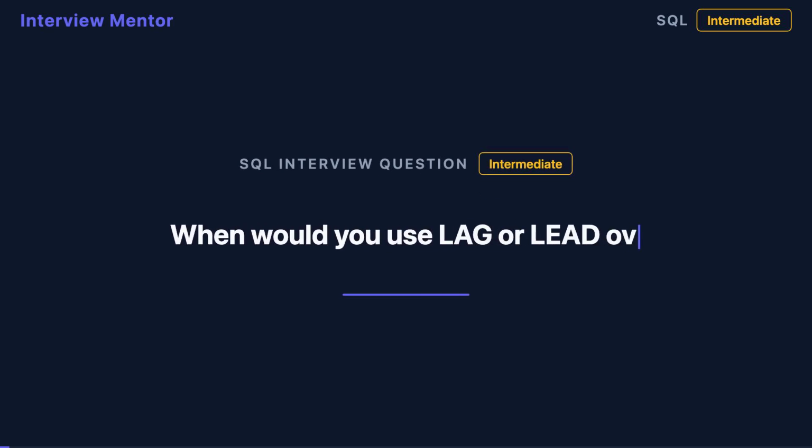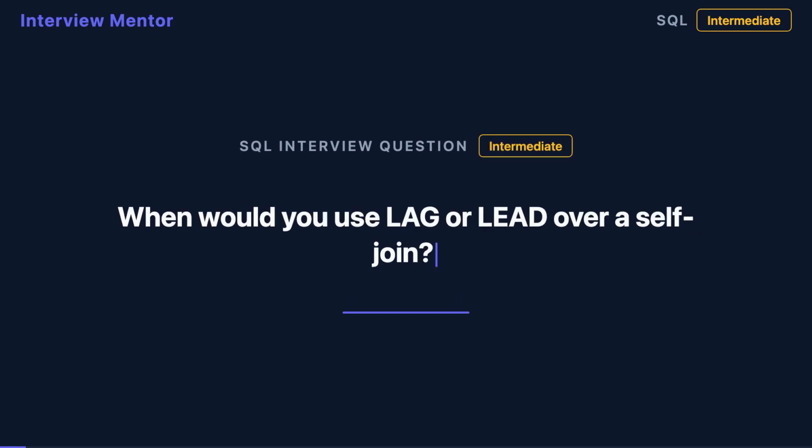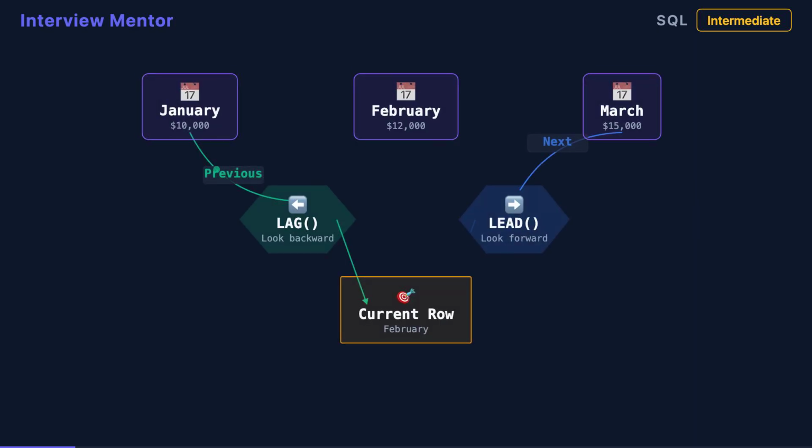When would you use lag or lead over a self-join? This is a question that separates SQL beginners from those who truly understand window functions. Lag and lead are window functions that let you access data from adjacent rows without joining a table to itself. Lag looks backward to previous rows, while lead looks forward to upcoming rows.